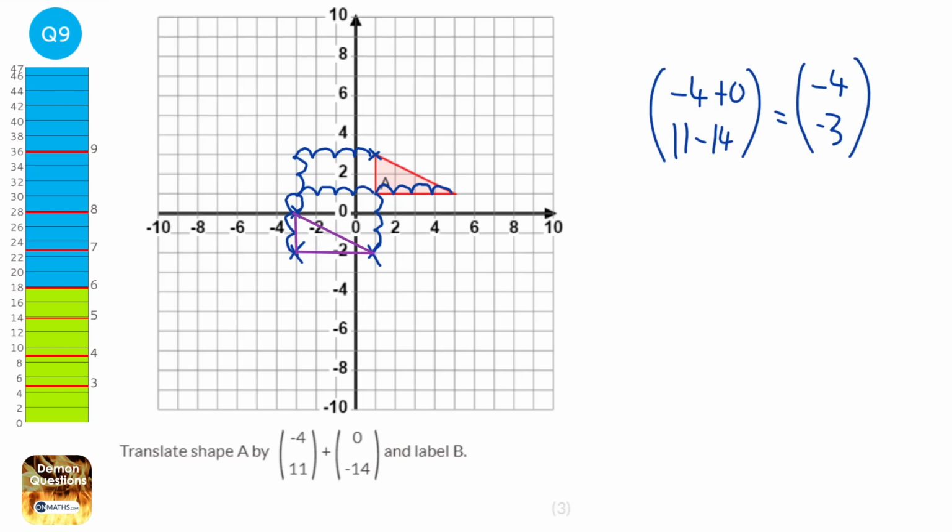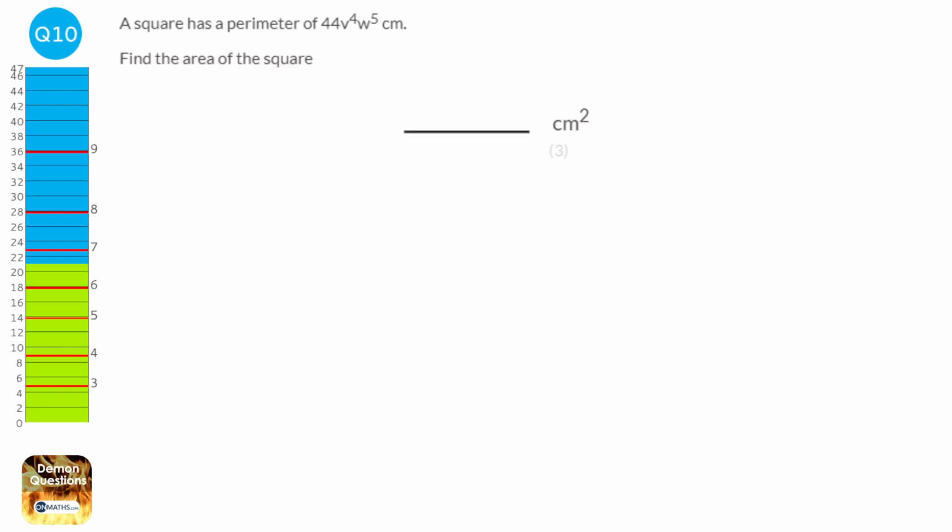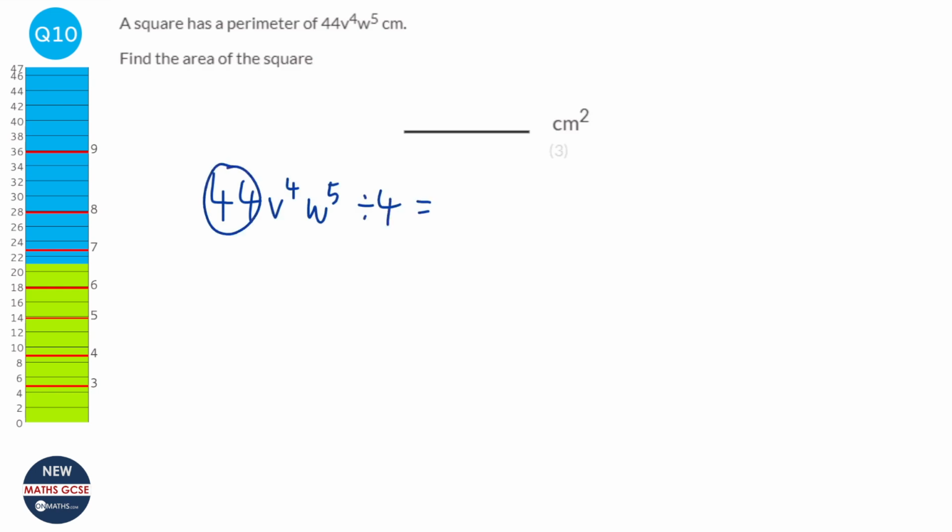And label the new shape B. So we need to first of all work out what the length of the side of the square is. To do that, we take the 44v to the power 4 w to the power 5 and just divide it by 4. All we need to do is divide the coefficient by 4. So it'd be 11v to the power 4 w to the power 5.